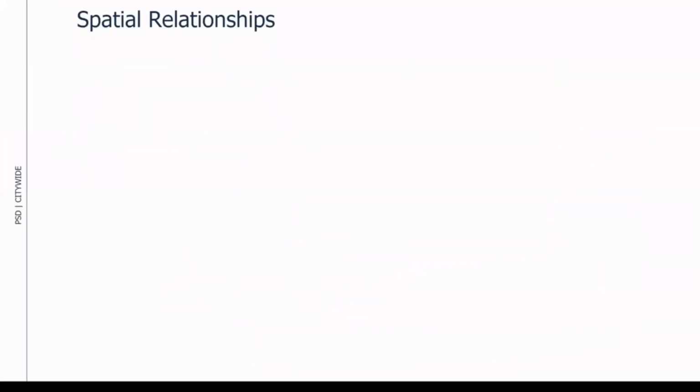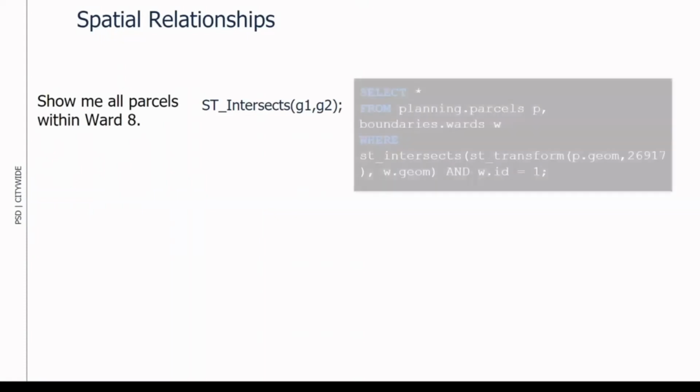Okay, let's dive into spatial relationships. This is really the bread and butter of any GIS task, is comparing one geometry from one layer to the geometry of another layer. So show me all parcels within ward number 8. And we can use ST_Intersects. So this runs an intersects analysis on two geometries, G1, G2.